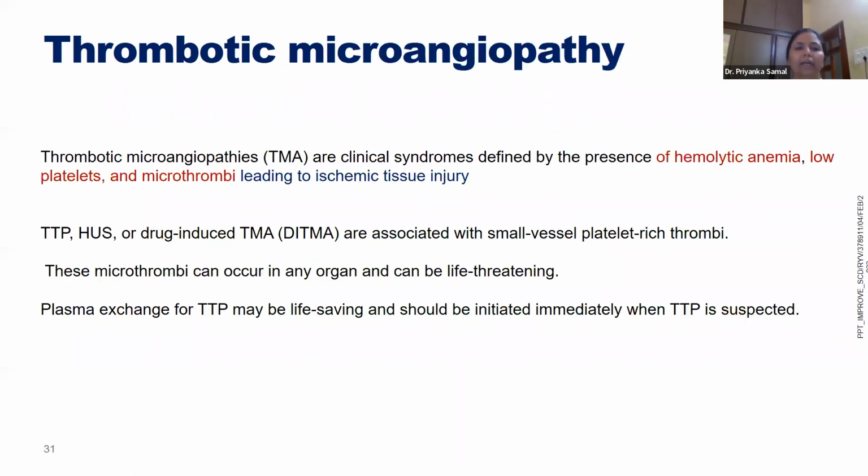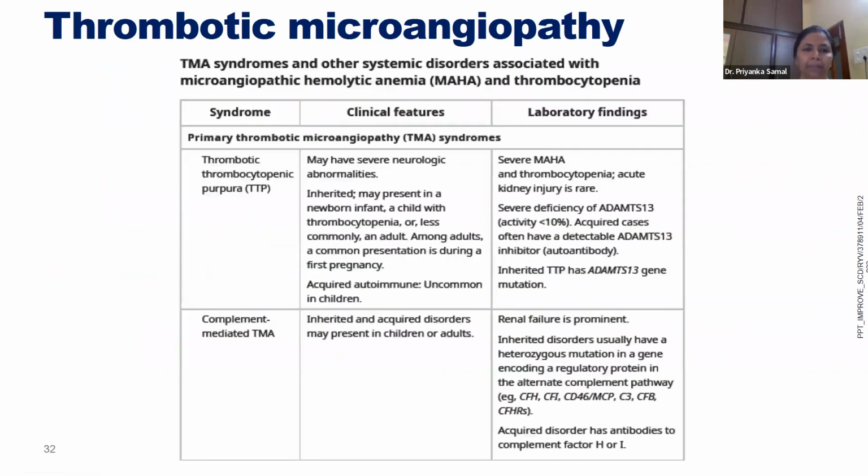So after that, we come to thrombotic microangiopathy, which includes TTP, DIC, HUS, all of them. So we will have 2 to 3 slides on that. TMAs or thrombotic microangiopathies are clinical syndromes defined by the presence of hemolytic anemia, low platelets, and microthrombi, leading to ischemic tissue injury. So TTP, HUS, and drug-induced TMAs are important. These are the common causes. Microthrombi are present in the organs. Plasma exchange for TTP may be life-saving and should be initiated immediately whenever TTP is suspected.